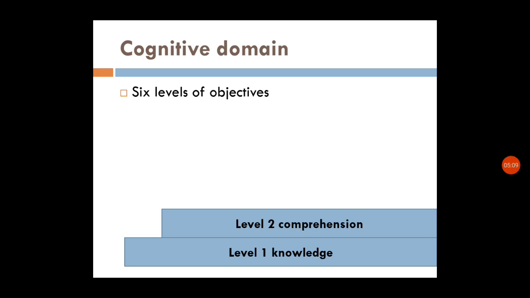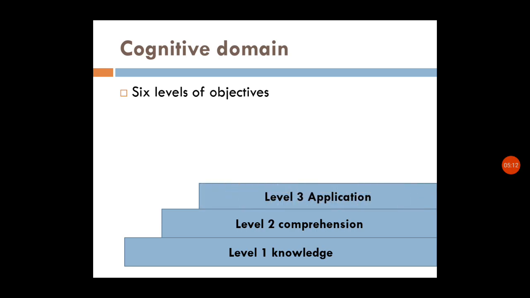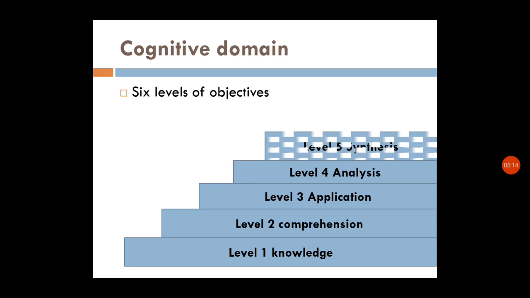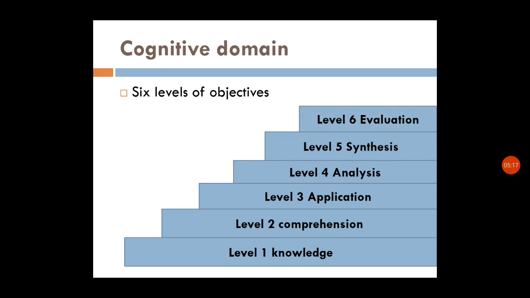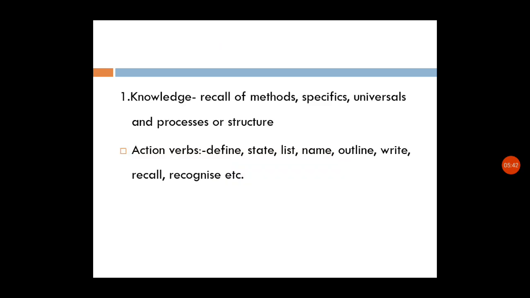The second is comprehension. The third level is application, then analysis, synthesis, and evaluation. So these are the 6 levels of objectives: knowledge, comprehension, application, analysis, synthesis, and evaluation. Hope you are all clear with the names of the 6 levels, and this is according to Bloom. Now we can see what levels 1, 2, 3, 4, 5 and 6 are. Level 1 is knowledge.